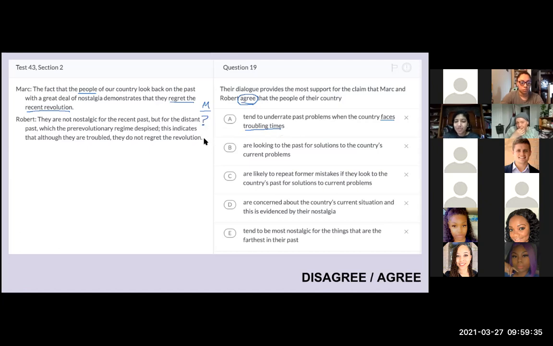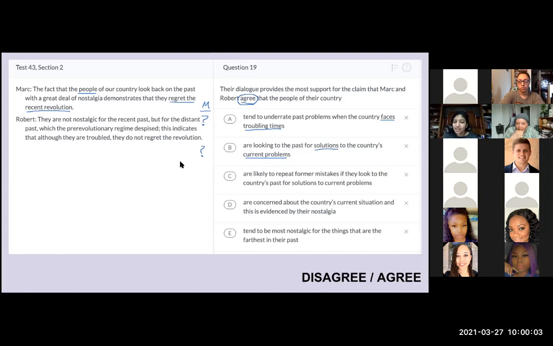And then what about B? The people of their country are looking to the past for solutions to the country's current problems. I would argue it doesn't talk about that. Oh, go ahead. Sorry. No, I was going to say, yeah, you're right. I think it doesn't address that. Yeah, exactly. Solutions to the country's current problems. It doesn't really talk about that, right? So we don't know about B.